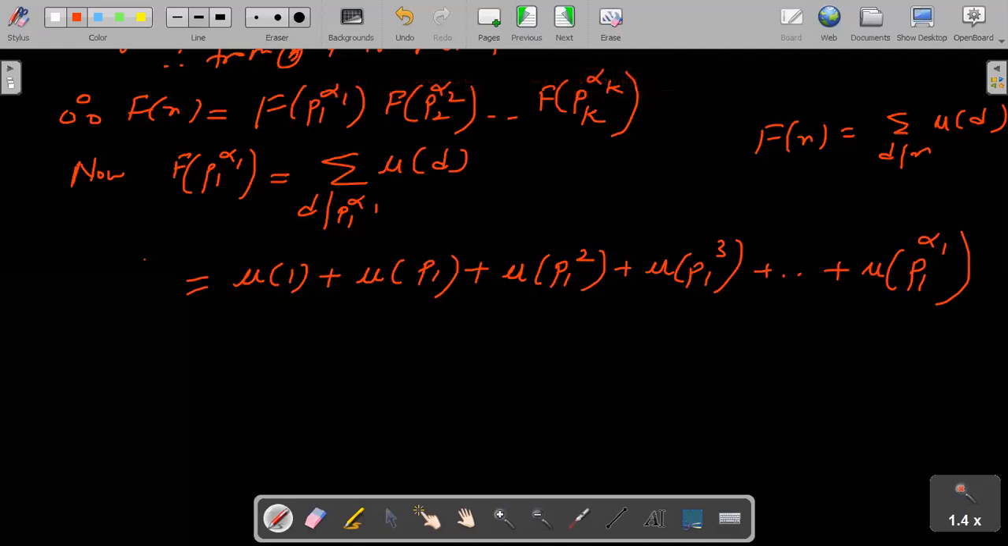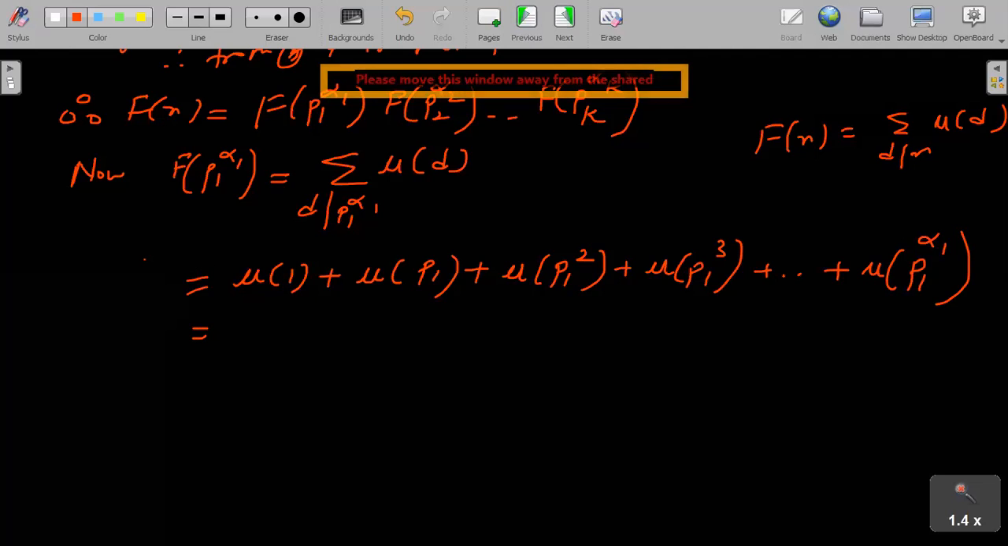Is this step clear to everyone? Yes, ma'am. Right? So that's it. So you see, what is mu of 1? 1. What is mu of p1? Minus 1, not p1. How many primes are there in it? Only one prime, so -1 to the power 1.